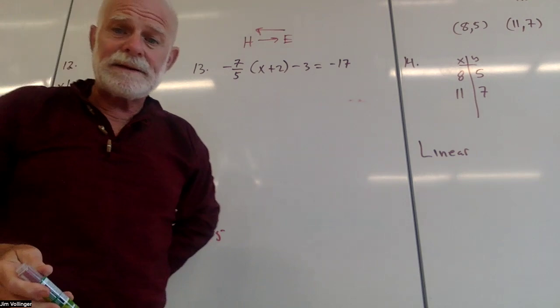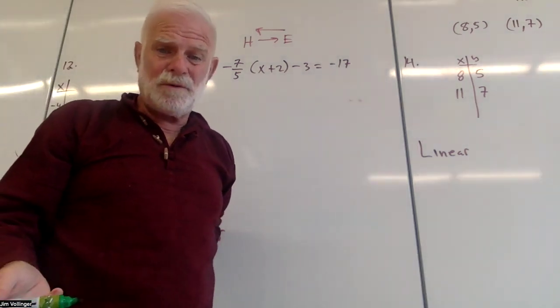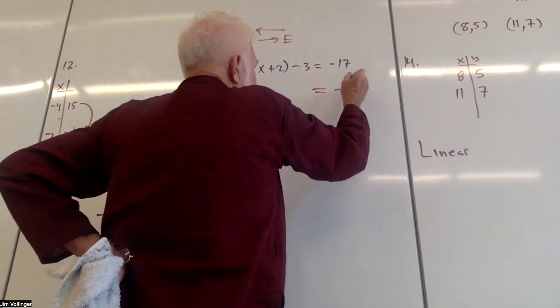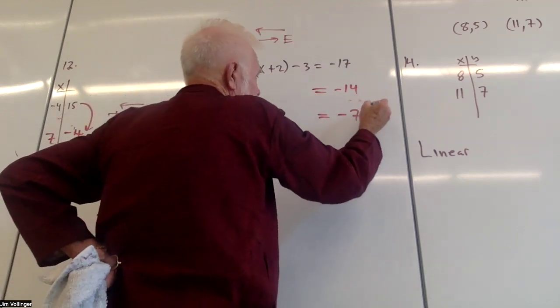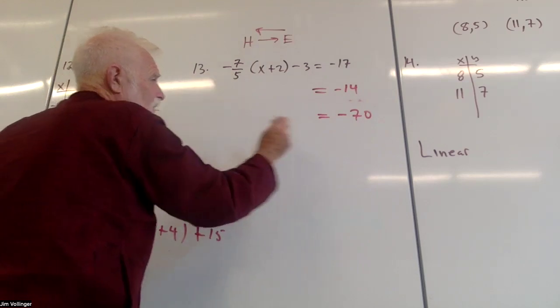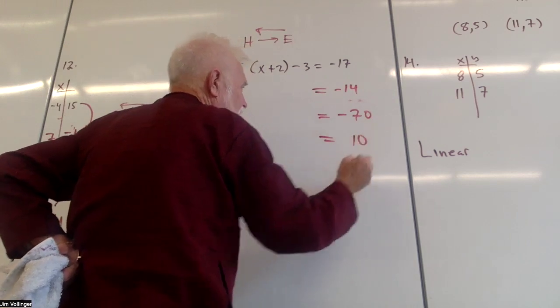In this class, I'm going to break every rule you ever heard. I don't want you showing me every step. I want you to look at this and go, I'm going to add 3. Instead of division, I'm going to multiply. Minus 70. We all make mistakes, and instead of multiplying by negative 7, I'm going to divide by negative 7, which gives me 10.